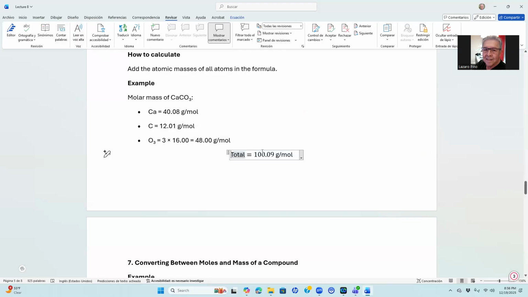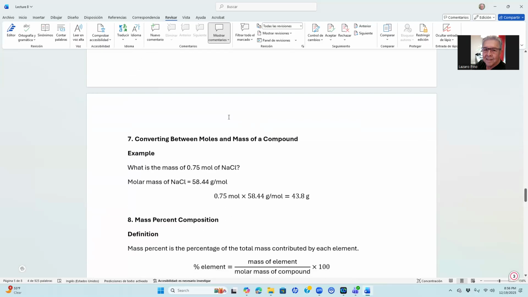Then the molar mass of this compound is the sum of all these, that will be 100.09 grams per mole. That's the molar mass. And look at this, I'm talking about the molar mass of a compound because it's the mass of 1 mole of this compound. Now, how can we convert between moles and mass of a compound? Let's see.